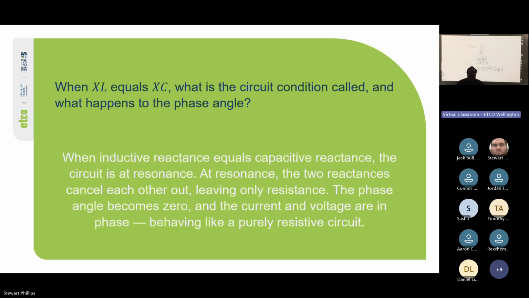So when inductive reactance equals capacitive reactance, the circuit is at resonance. At resonance, the two reactances cancel each other out, leaving only resistance. Phase angle becomes zero, current and voltage are in phase, behaving like a purely resistive circuit.